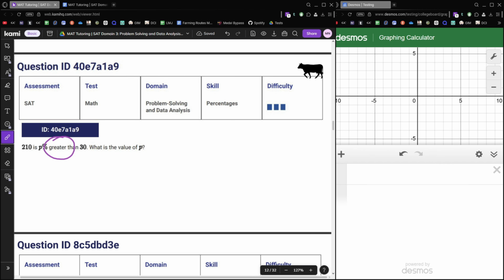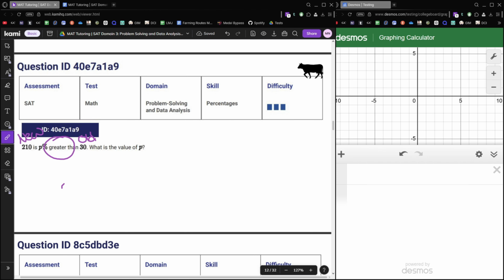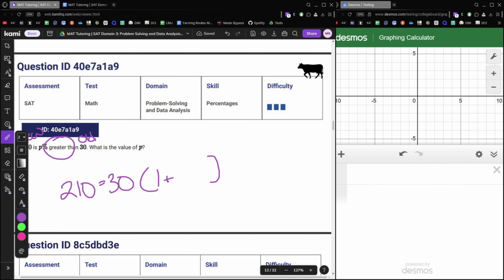Our new number would be before the percent, so that's gonna be 210. Our old number is gonna be after, so that's gonna be 30. That's supposed to say OG, not old, whatever. Now this is new equals original, so 210 is equal to 30 times 1 plus the percent. Now remember, whenever you have a percent symbol, that's the same as dividing by 100, because a percent, like 60% would be 60 over 100. So we will just have p over 100.